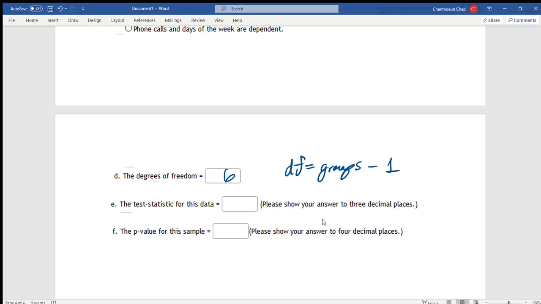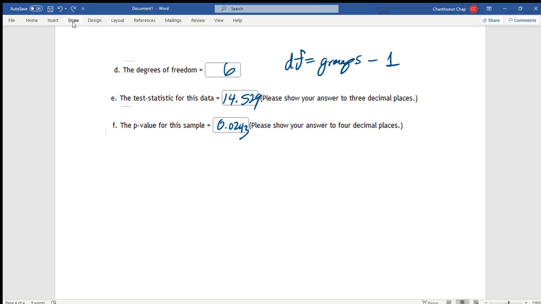In part E, let's state our test statistic. Our test statistic is 14.529, and our p-value is 0.0243. The p-value is less than alpha since 0.0243 is less than 0.05, the level of significance. We do reject the null hypothesis.